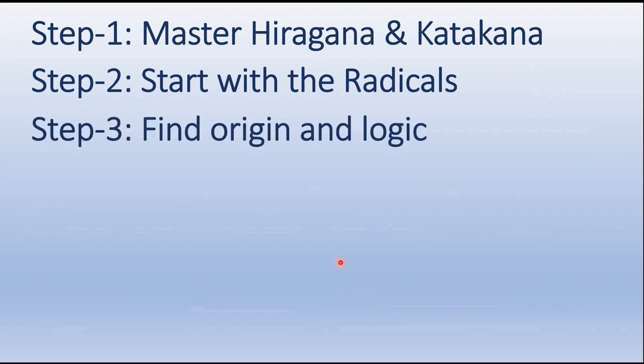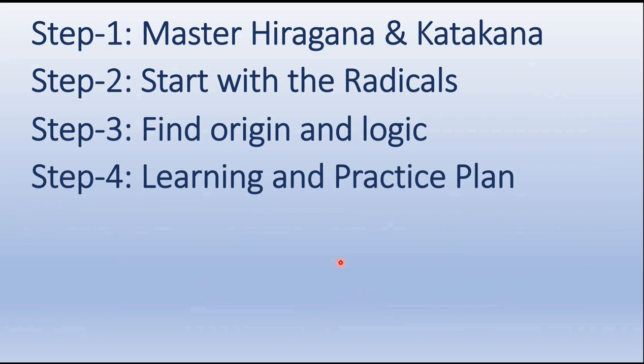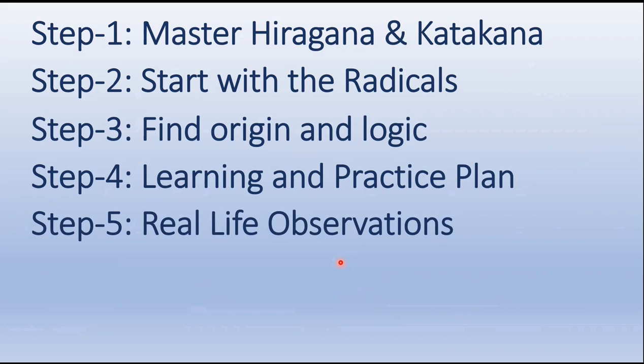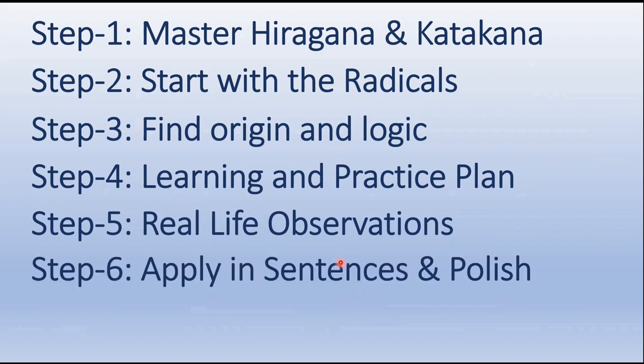So to summarize what we have seen, step 1 is to master hiragana and katakana. Step 2 is to start with the radicals, and along with that, the grade based approach needs to be followed. Step 3 is find the origin and logic behind the kanji characters. Step 4 is to have a proper and regular learning and practice plan. Step 5 is to gain real life experience of kanjis from the streets, symbols, street signs, advertisements, and hoardings. And step 6 is to apply the kanji symbols in sentences and to have the correct stroke order while writing.